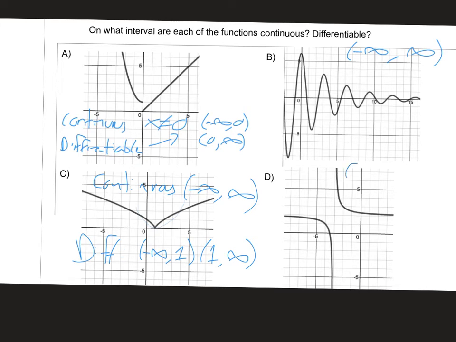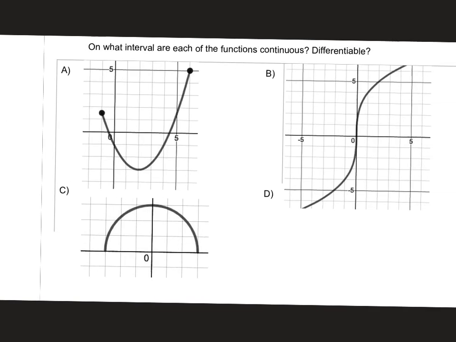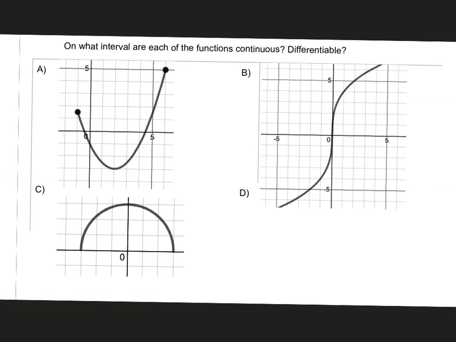So here we would be continuous. I'm going to really abbreviate, just make a C. We're continuous from negative infinity to negative 4, and then from negative 4 to infinity, and we're differentiable on that same interval. Let's look at just a couple other pictures because there's one other thing that we really have to be careful of. So same question, on what interval are we continuous and differentiable?